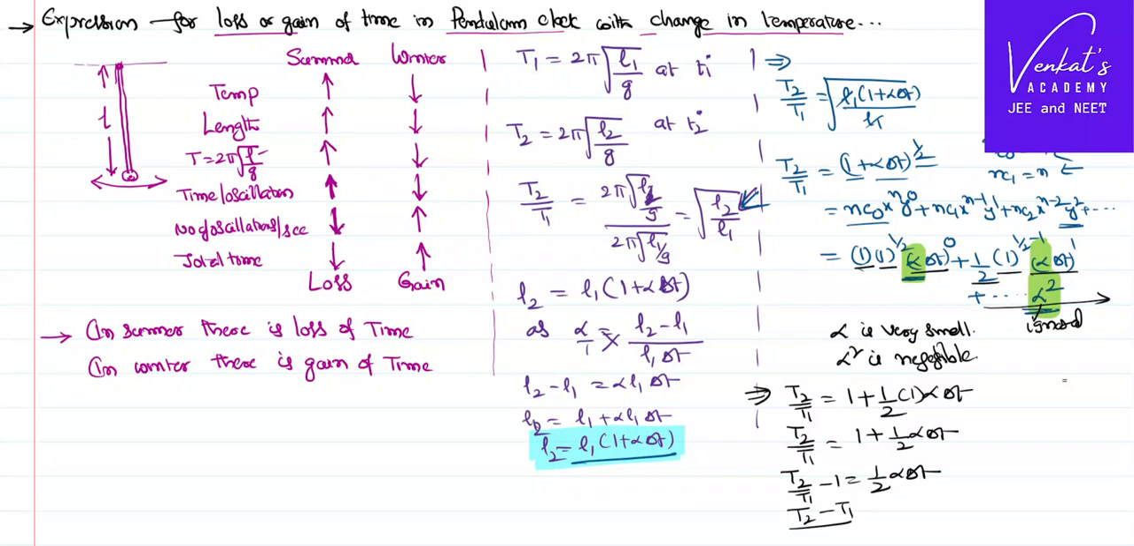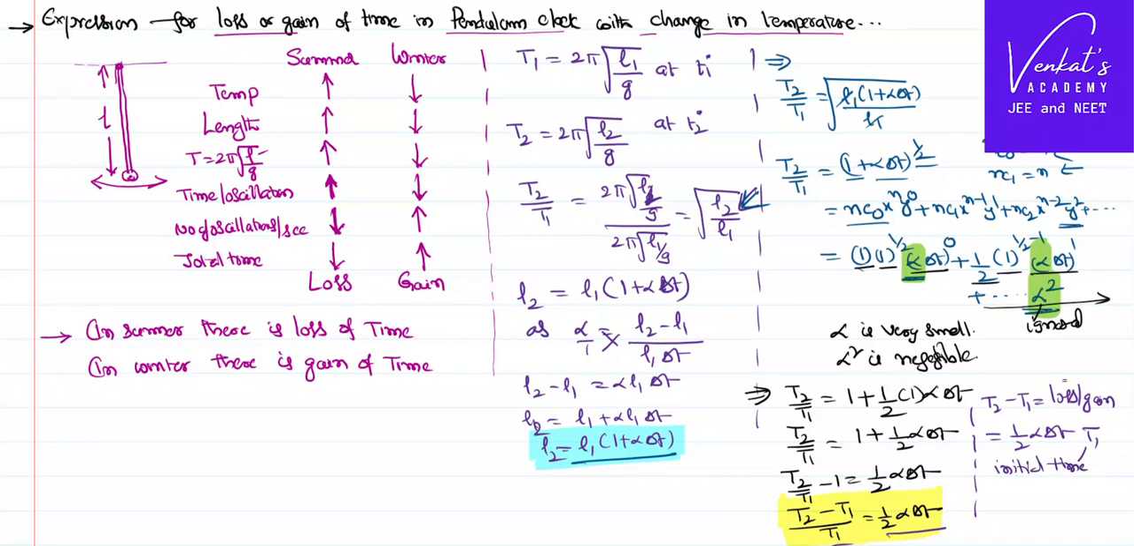Take LCM, half alpha delta t. So what we have found here is the fractional change in loss or gain of the time: change in time by original time equals half alpha delta t. You can extend that further and find T2 minus T1, which is either a loss of the time or a gain of the time, equal to half alpha delta t times T1. Take this T1 to that side, it becomes into T1. So T1 is the initial time.